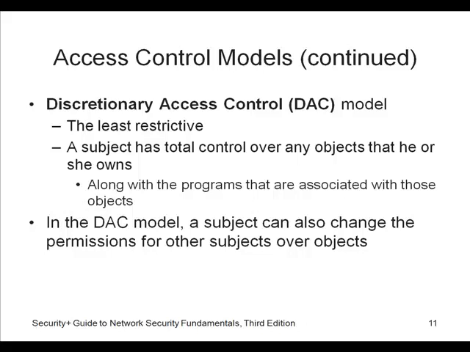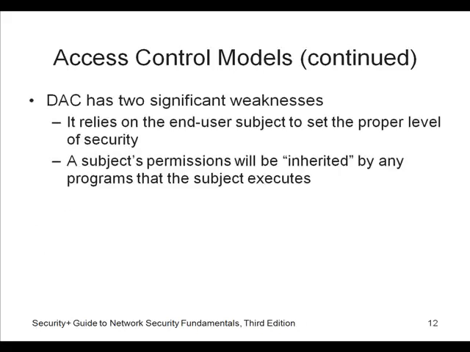Discretionary access control, the subject can also change the permissions for the other subjects over the objects, depending on how much control you want to give to everybody else. It's kind of like the example I just gave. They right-click, they share their home directories. What could we do as the network administrators to prevent that?